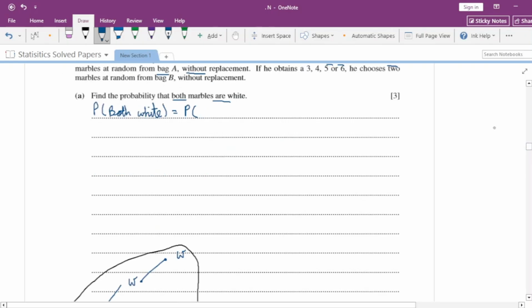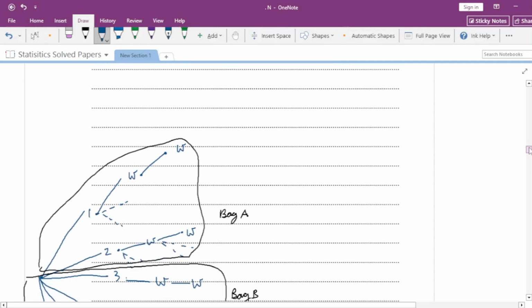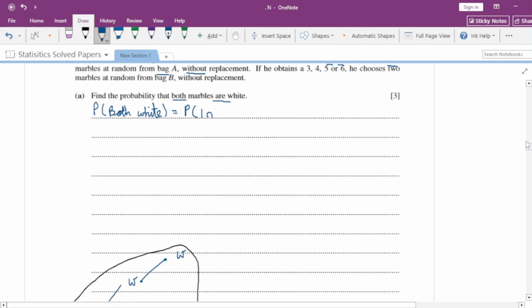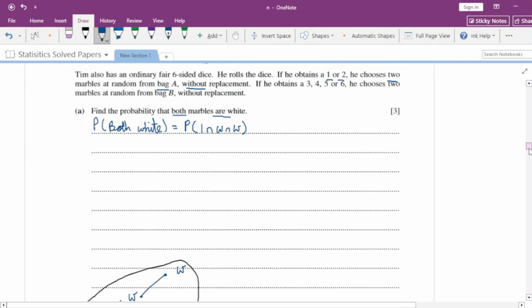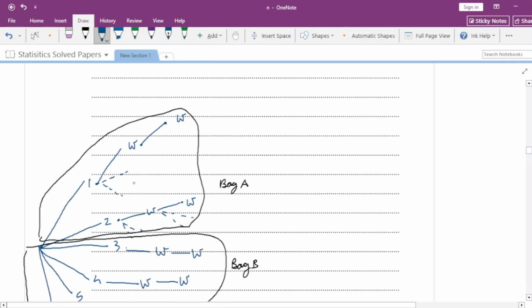So we can write it down like this: the probability that we have a 1, intersection, or basically and, the probability we have a 1, and we have white, and we have another white. Of course, we can also write that they're from bag A, but we have just automatically noted that over here, so no need to write the same information again. All right, this is just one of the cases. Make sure that we just multiply across the branches as we usually do, and for branches going down, we're going to add them.